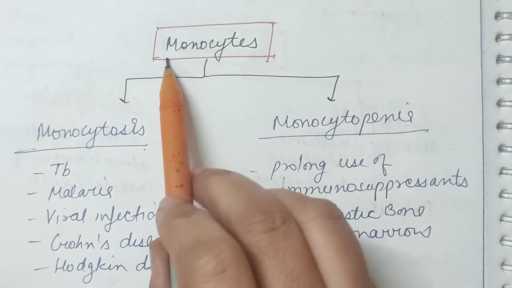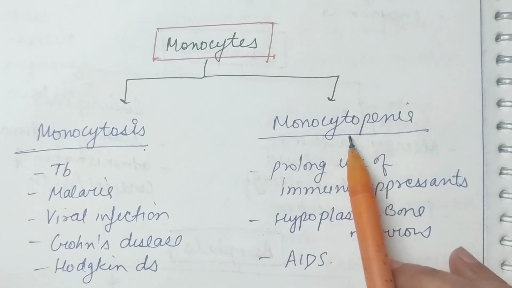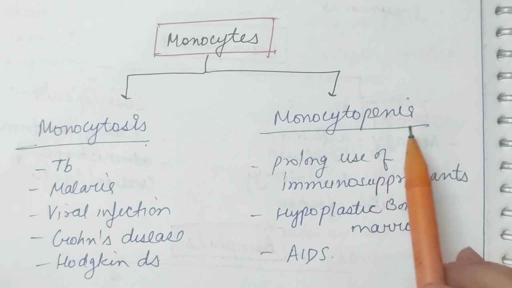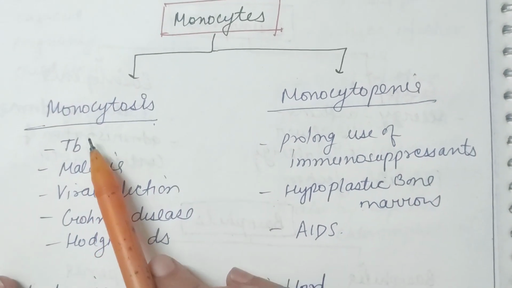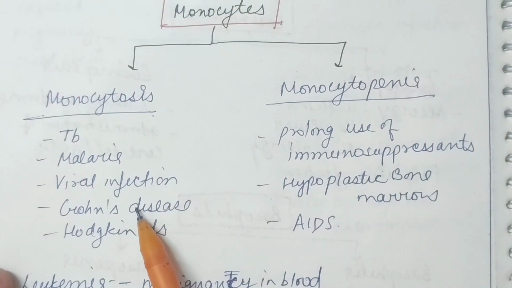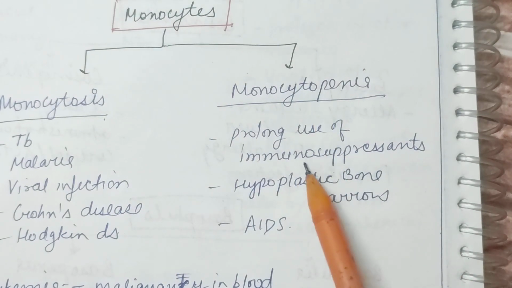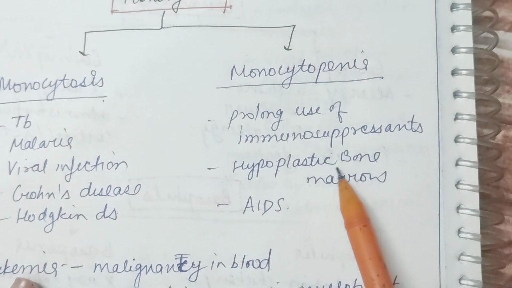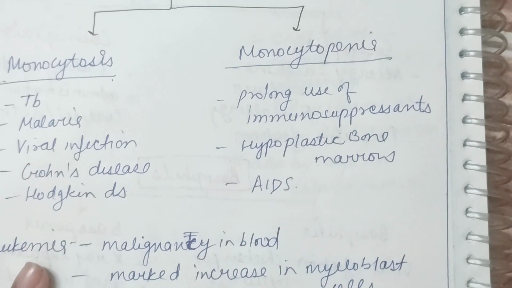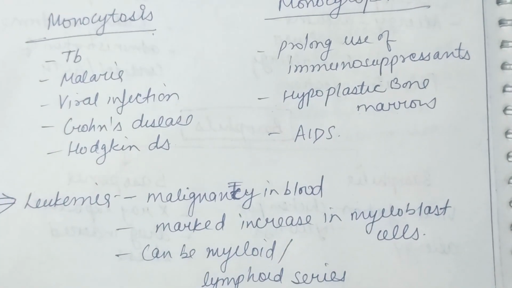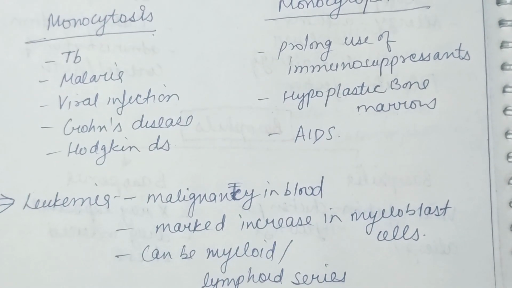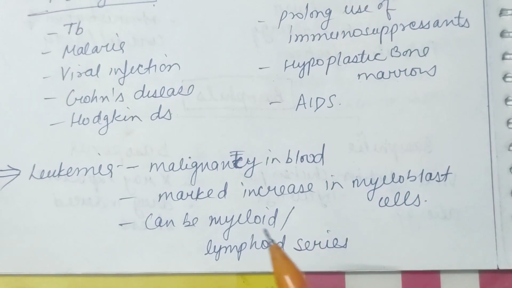Monocytes. An increase in monocyte count is monocytosis. A decrease in count is monocytopenia. Okay, monocyte count increases in TB, malaria, viral infection, Crohn's disease, or Hodgkin disease. Monocytopenia occurs with prolonged use of immunosuppressants, hypoplastic bone marrow, and AIDS. Okay, so we have done the complete classification and variation. So you can be asked two questions.